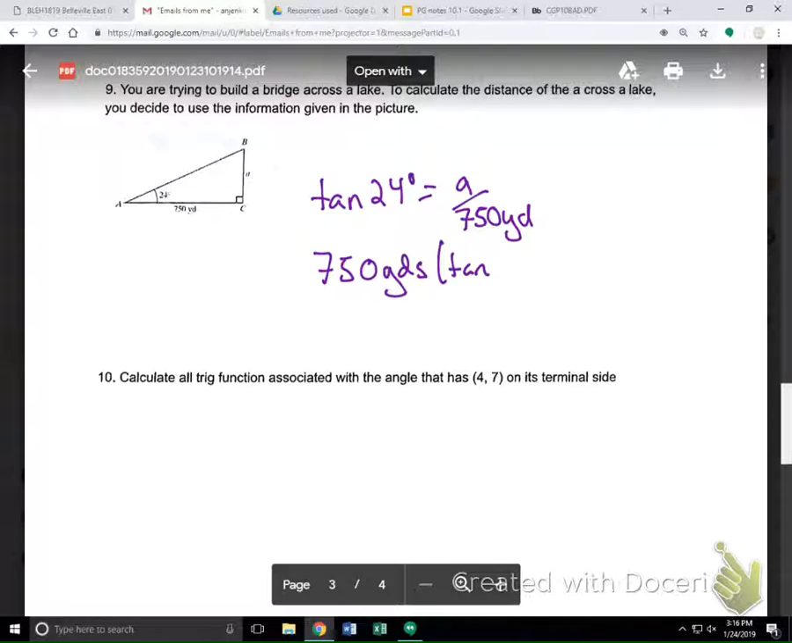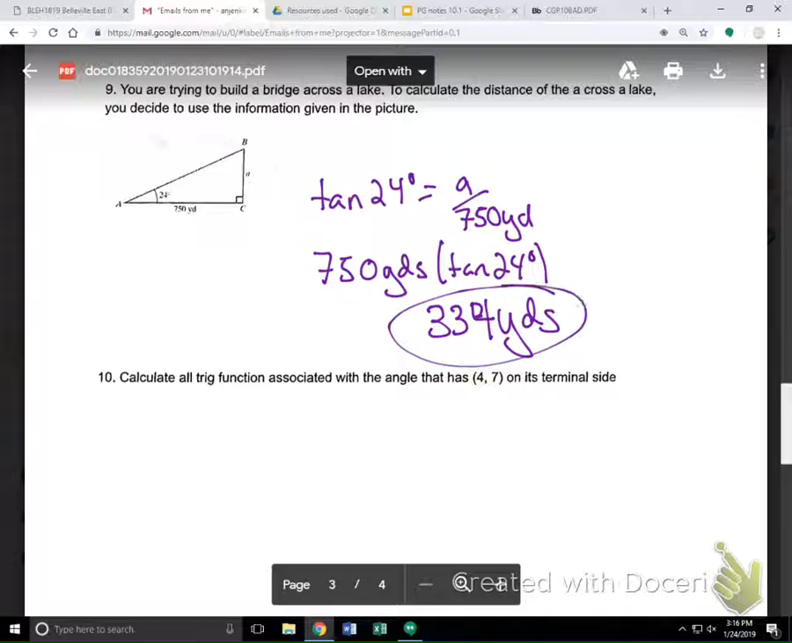times tan of 24 degrees. When you're doing this, make sure your calculator is in degrees. We've been switching between degrees and radians. This requires your calculator to be in degrees. Now that you have that, what'd you get? 334. 334 yards. That's it. Yep.